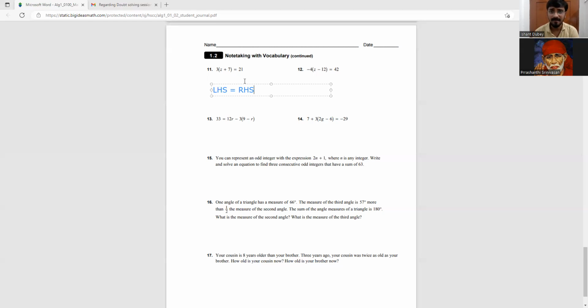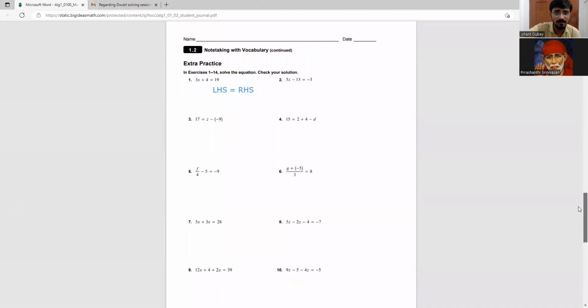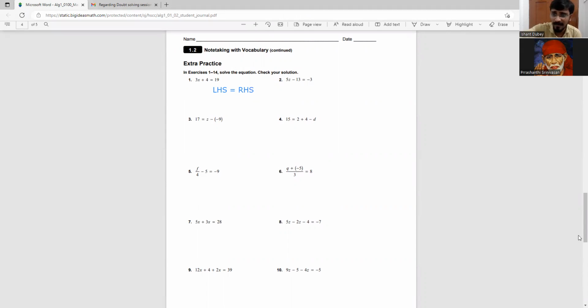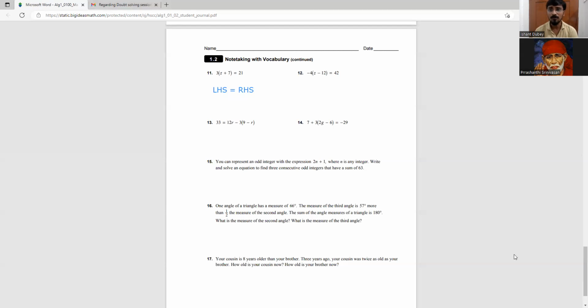Sometimes what will happen is you get parenthesis, right? Let me show you the first question you have already done. Can you see the first question here? 3x plus 4 equals 19. Here you cannot see any parenthesis, right? But in the 11th, you have parenthesis. So when solving this equation, if you find parenthesis, first you have to solve the parenthesis.